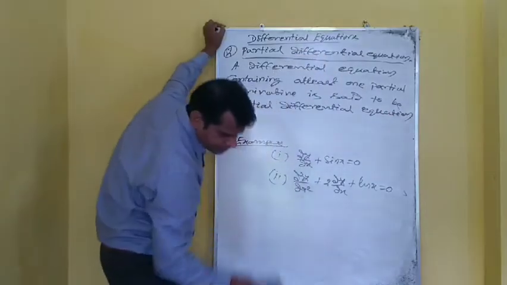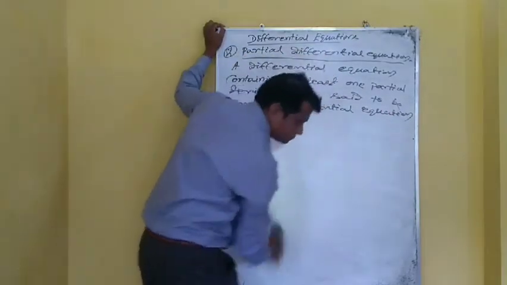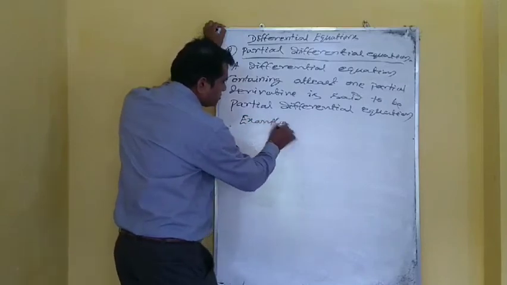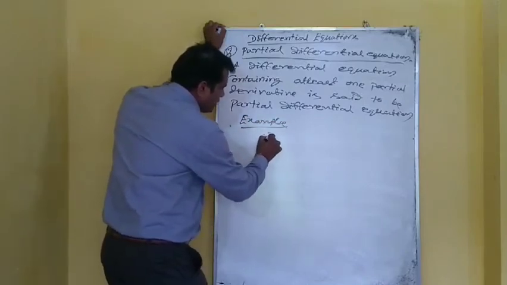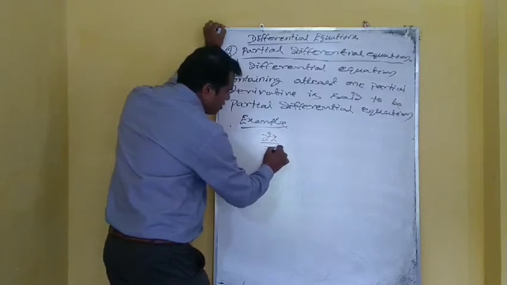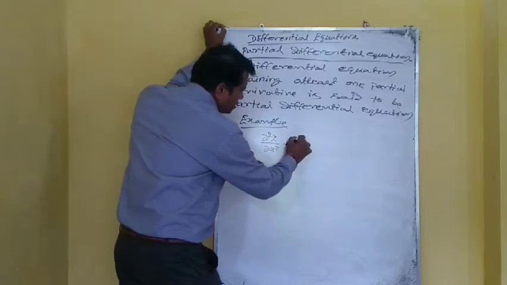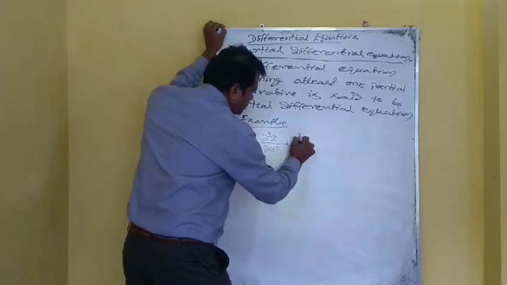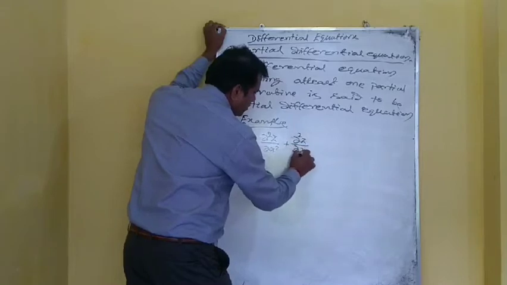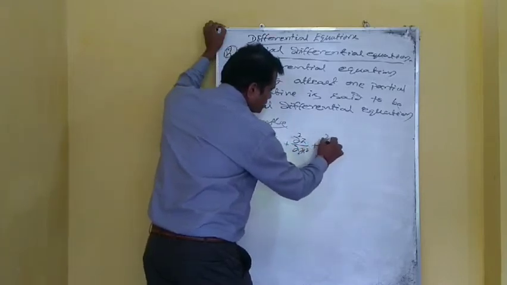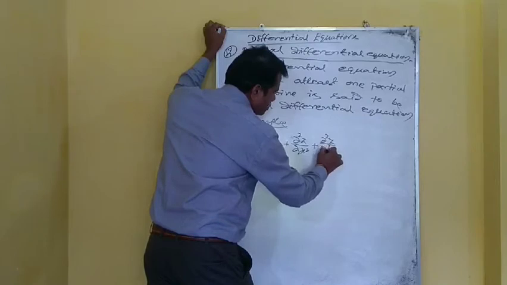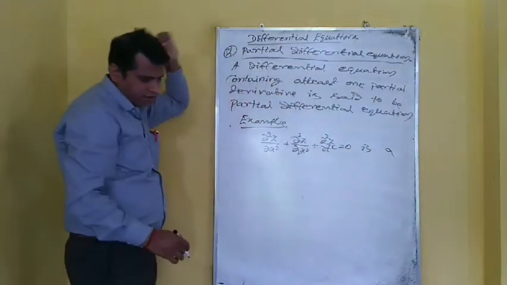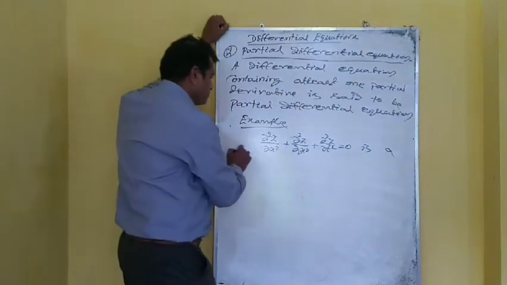For example, del square z by del x square plus del square z by del y square plus del square z by del t square is equal to 0 is a partial differential equation.